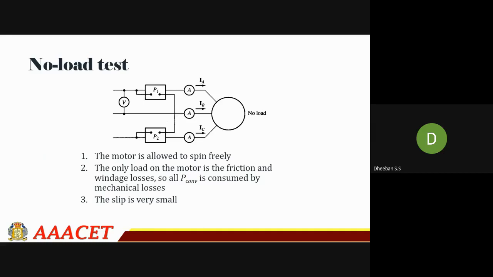In case of the no load test, we won't be connecting any kind of load to the system, and the motor will be allowed to spin freely. The only load on the motor is the friction and windage losses. All the converted power is consumed by these mechanical losses only, because there is no load. So the slip value is also very small in the no load test.